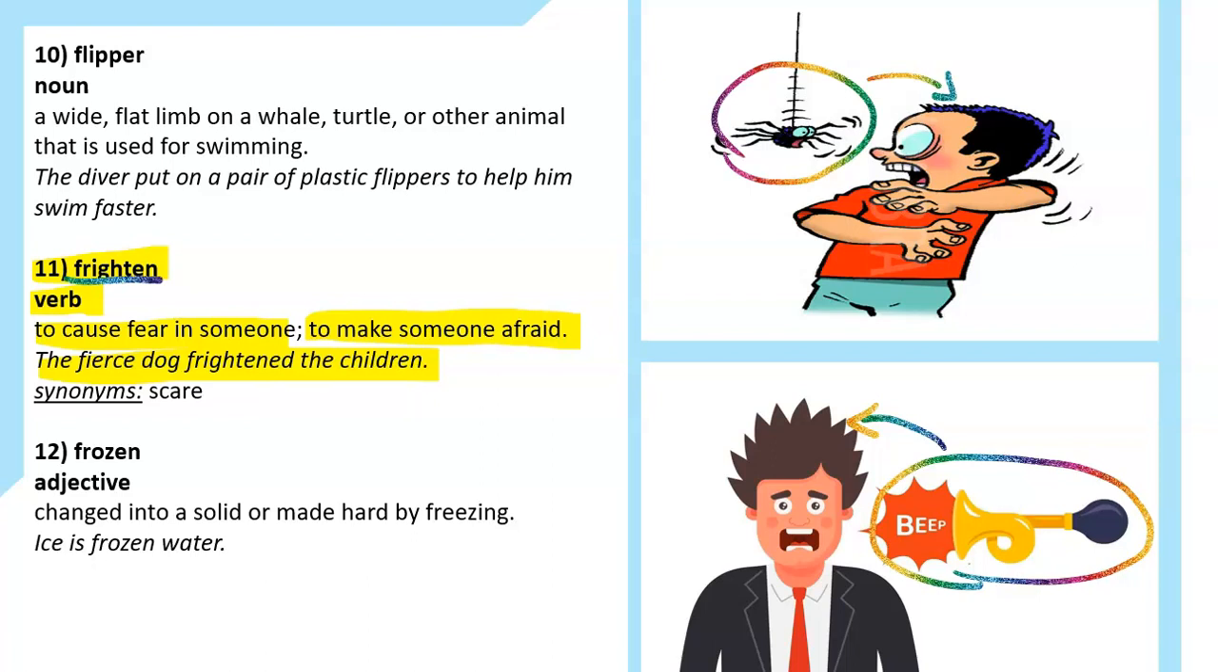Is there anything that has frightened you before? You can make your sentence like this. Something frightened me. And make sure to explain why it frightened you. Why did something frighten you? For example, the spider frightened me because I'm scared of insects. Or the loud sound frightened me because it hurt my ears.